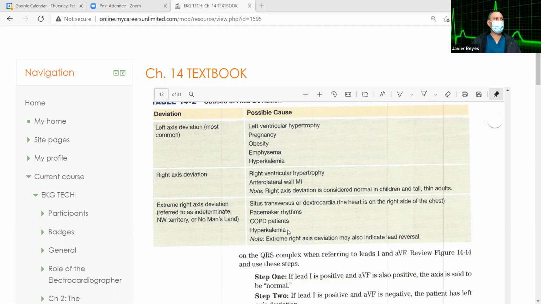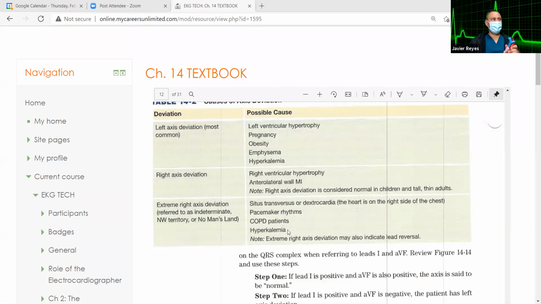Now, right axis deviation, right? Positive AVF, negative lead one. Right ventricular hypertrophy, an anterolateral wall MI, anterolateral, which means on the left side. So if part of the left side of your heart dies, that means that your right side is going to have to pick up, right? It's going to do a lot more work because the left can't anymore. So in the long run, it will get enlarged. So now you have right axis deviation. So again, a lot of complications.